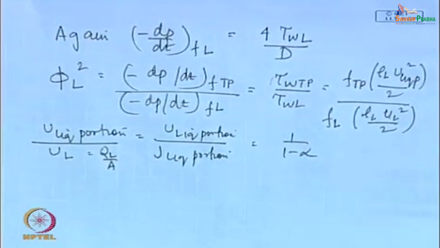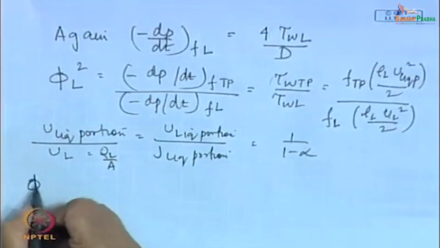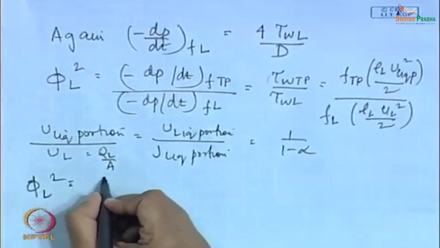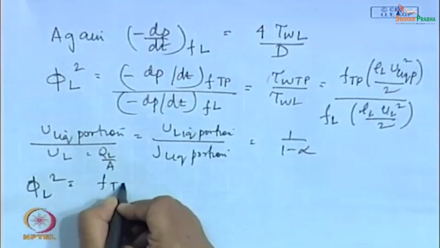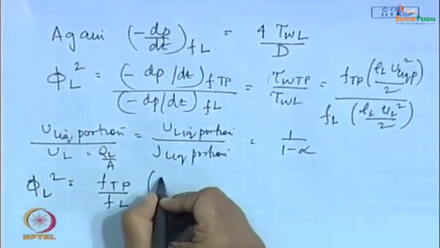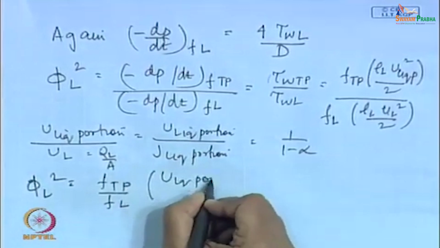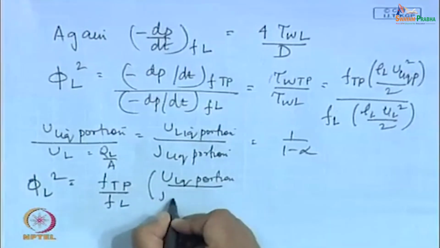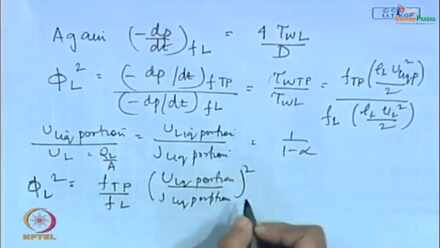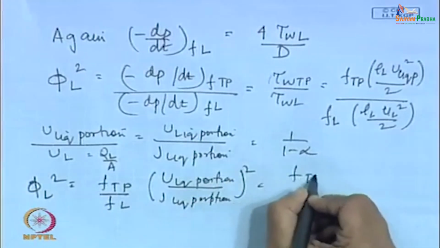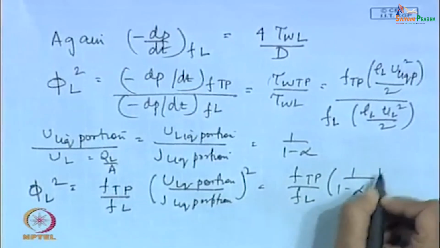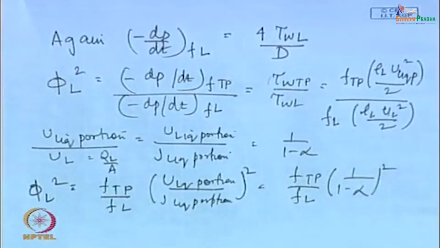You remember this? Fine. So, from here phi L square, if I substitute it here, what do I get? Phi L square is equal to F TP by F L into U liquid portion by J liquid portion whole square, or in other words this is equal to F TP by F L into 1 by 1 minus alpha whole square. Yes or no?